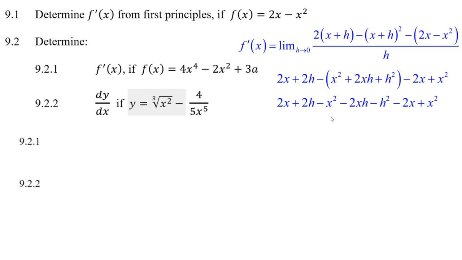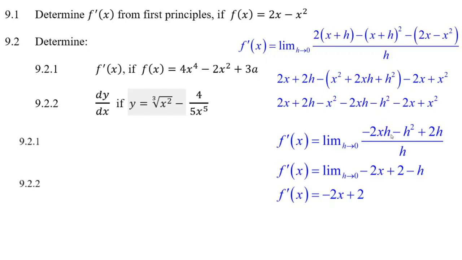Now some things are going to cancel. H squared minus h squared plus h squared. 2x minus 2x. They're gone. All you're left with is minus 2xh minus h squared and 2h. That's your f of x plus h. So let's put it back in there. Okay, now we're ready to go.